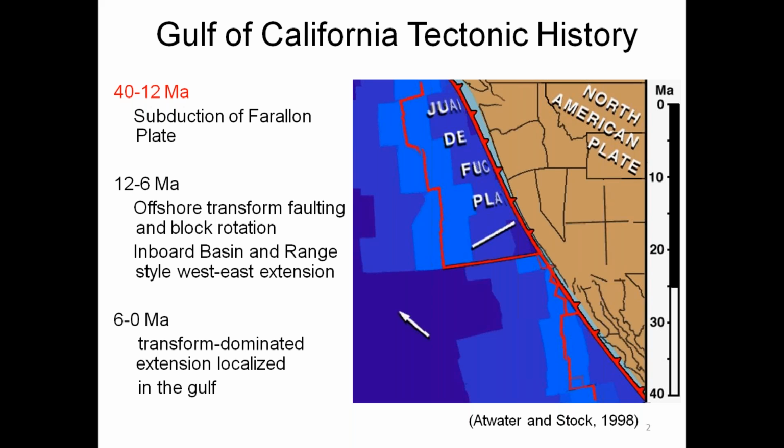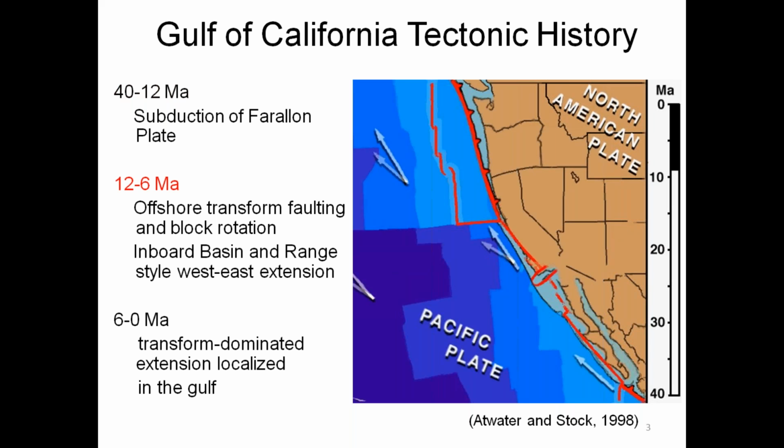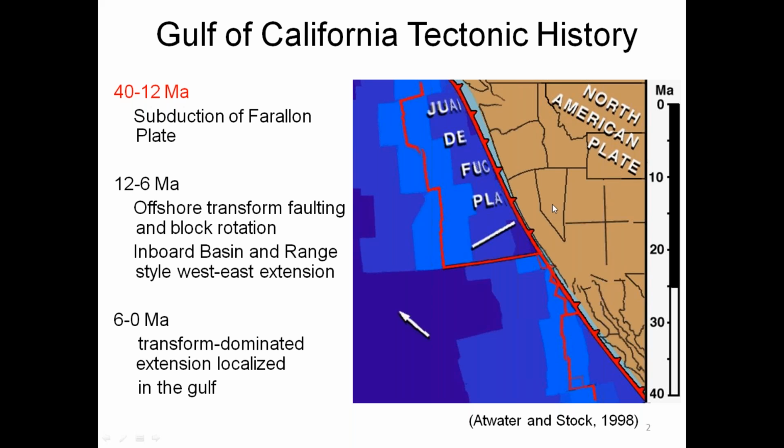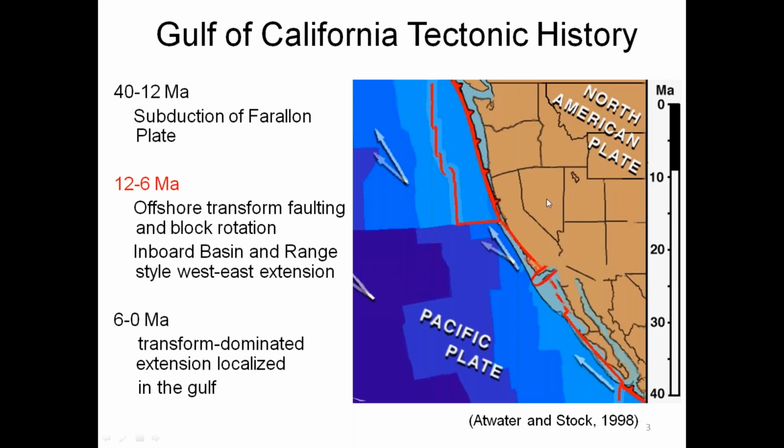About 40 million years to 12 million years ago, a spreading plate subducted beneath the North American plate, shown here. And by 12 million years ago, the subduction ceased and the plate motion transitioned into offshore transform faulting, also the rotation of the Transverse Ranges block. And inboard, it is Basin and Range style west to east extension over here. If you look at this, Nevada was narrower before the extension, and now it's getting much wider.